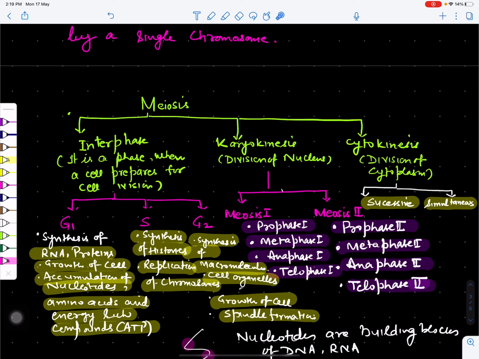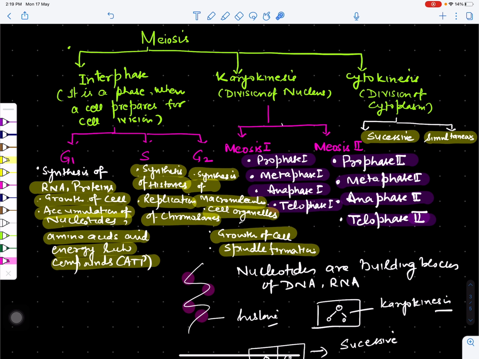In G1 phase, there is formation of new RNA and protein, and accumulation of nucleotides, amino acids, and energy-rich compounds like adenosine triphosphate, etc. The cell has to divide. Proteins are to be produced, so new amino acids are needed for the formation of protein. RNA is also needed. In the S phase, there is formation of histone protein, as well as replication of the chromosome. We can see this is the DNA, and these are the histone proteins which help in packing or binding to the DNA in the chromosome.